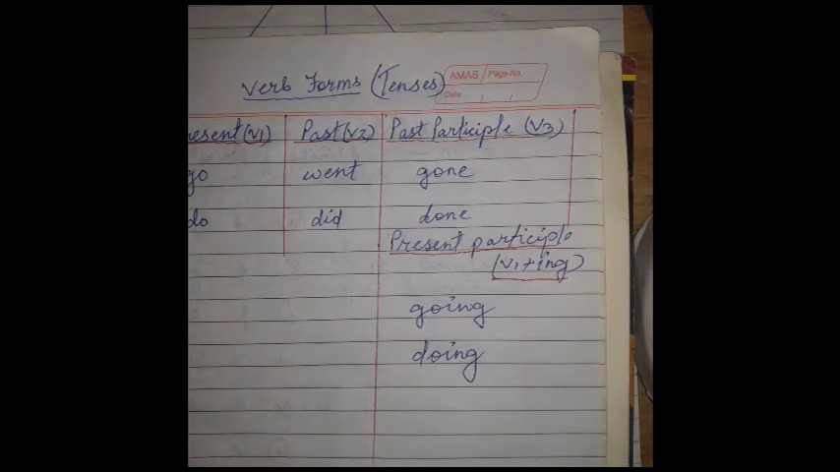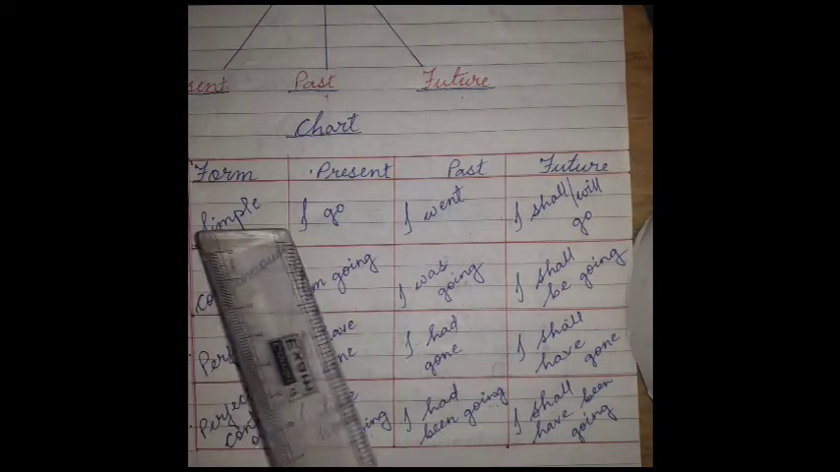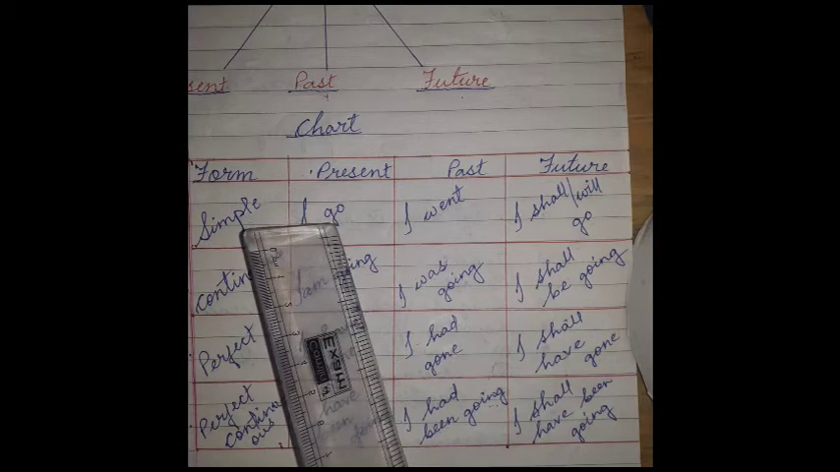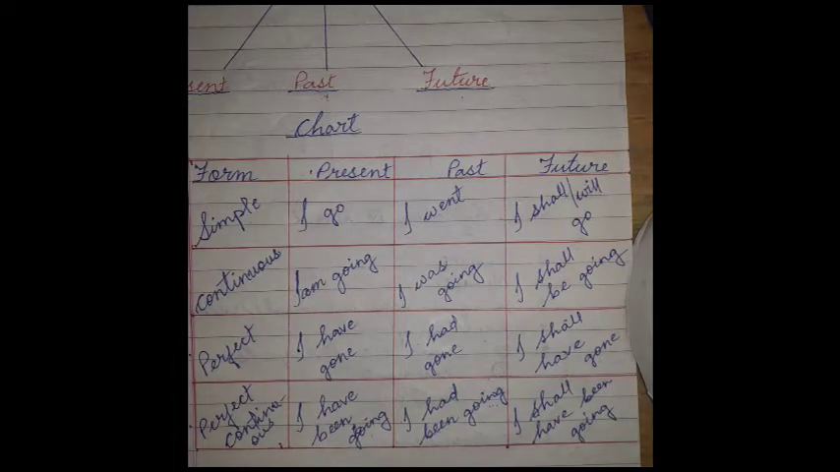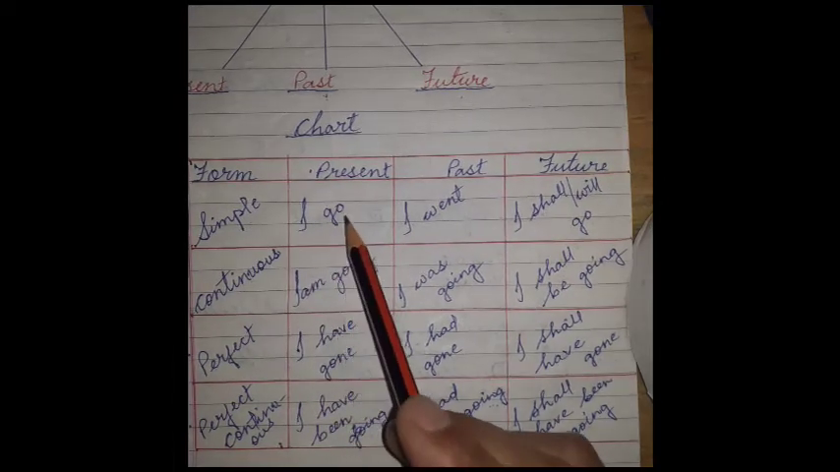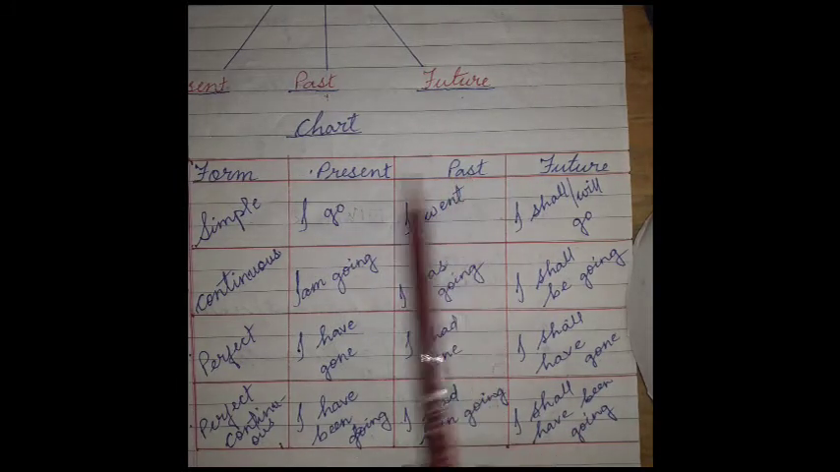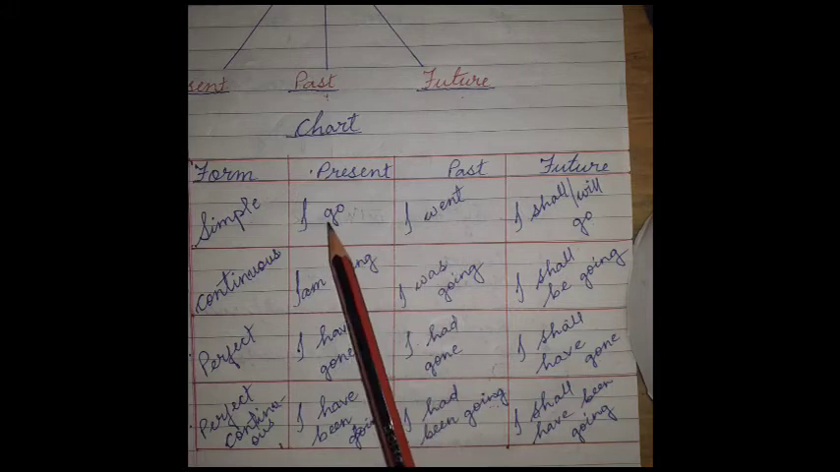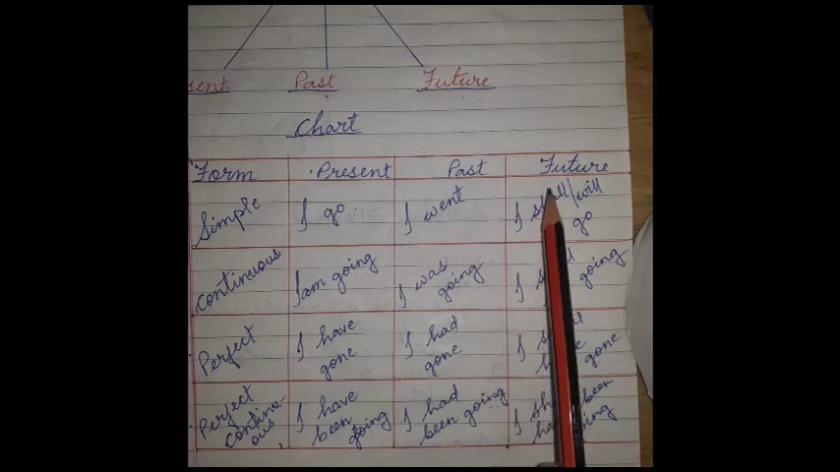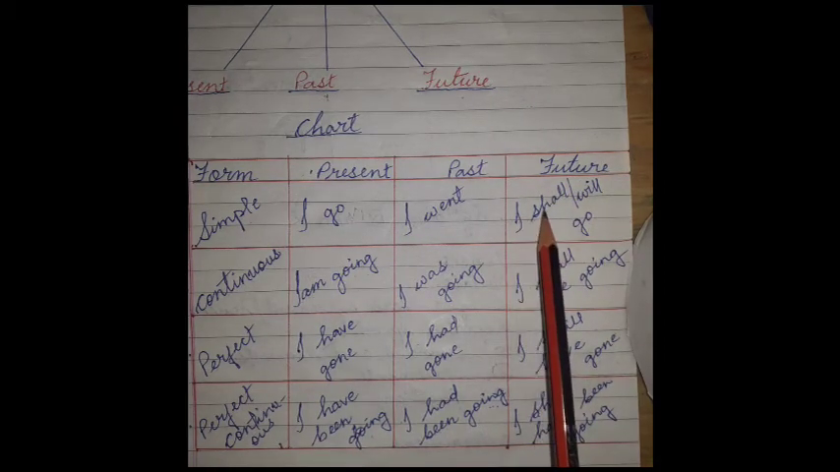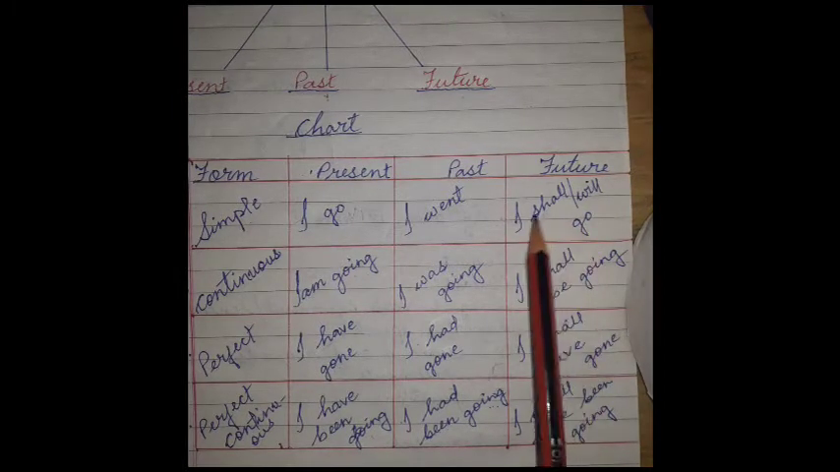So let's go back here, the same page again. So simple present, I go. This is V1. Let me just explain to you in the simplest way, students, just to make you understand better. So go, this is V1, okay? Present, I go. And simple past, I went. The past tense of go is went, yeah? This is V2. And future tense, I shall or will go. I shall go or I will go.